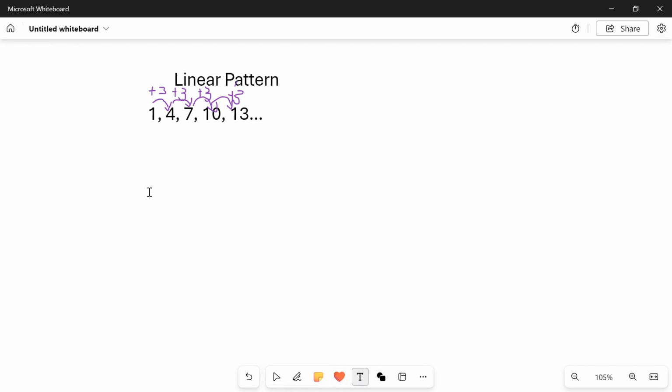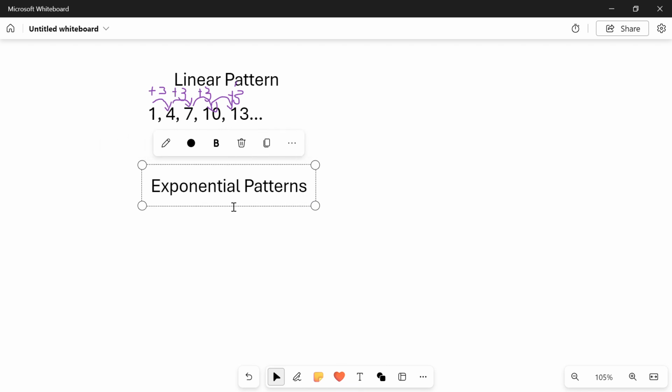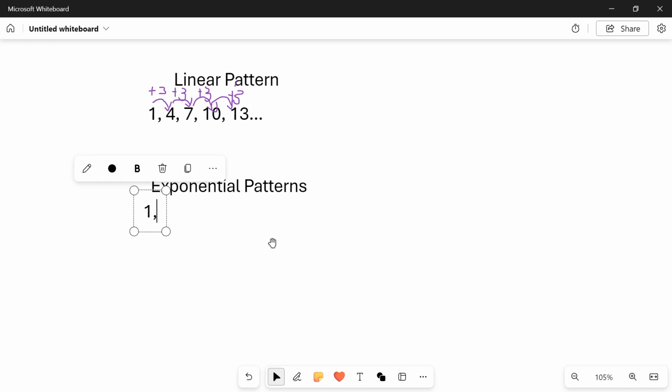We're going to talk today about the exponential patterns that we sometimes see. Exponential patterns are different, okay? Exponential patterns actually look like this. If I started at 1, the next number might be 3, then 9, then 27, then 81, then, let's see, 243, okay? And it would keep going like that.